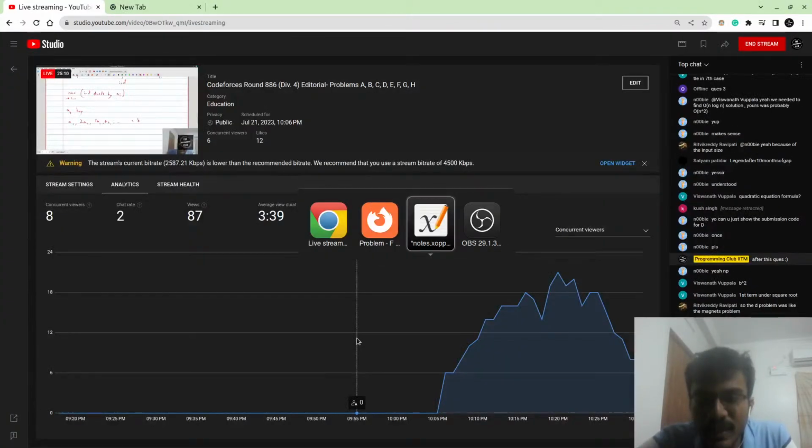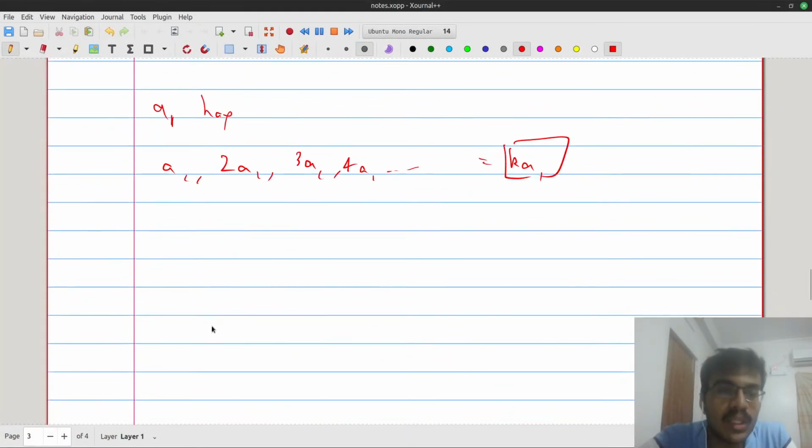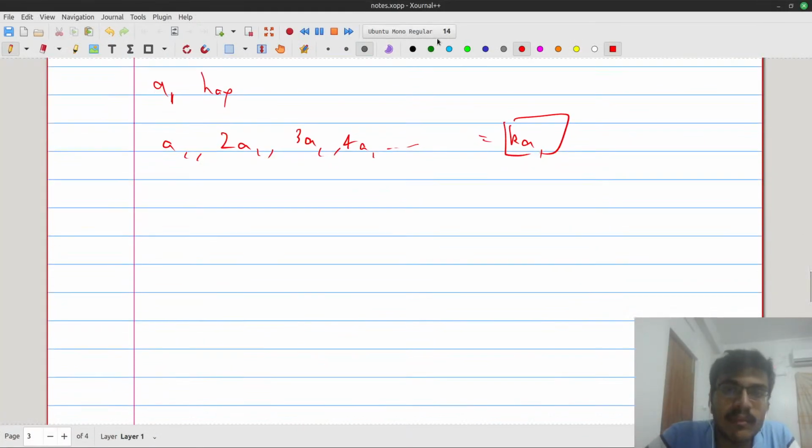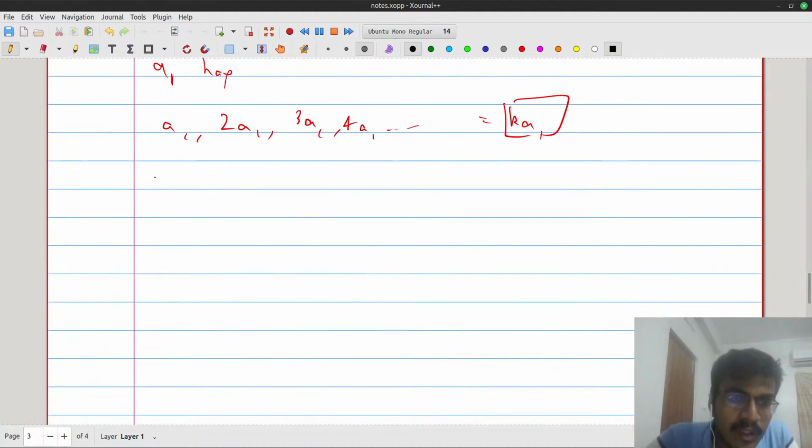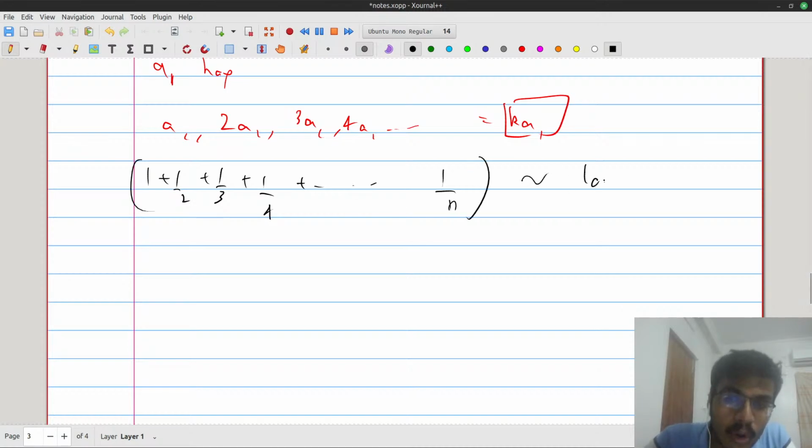Now that is just the basic idea, but let's see how we can do the implementation. We have a couple of ideas here. Before that, one thing if you didn't know already, I'll quickly show that here. If you do something like 1 plus 1/2 plus 1/3 plus 1/4 all the way up to 1/n, this is approximately log of n.